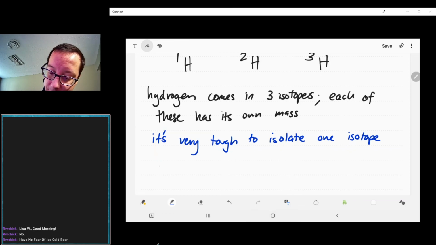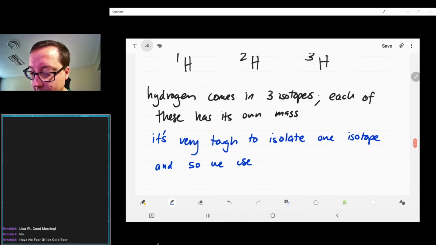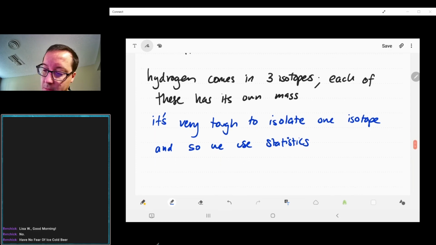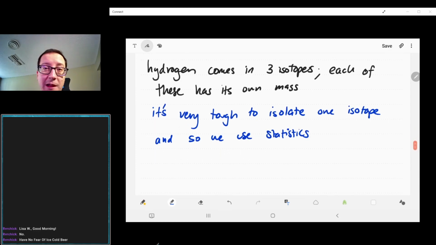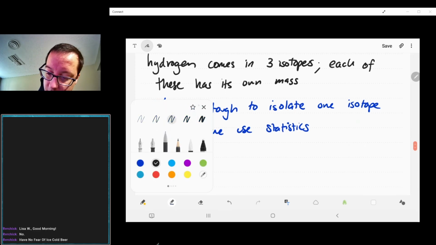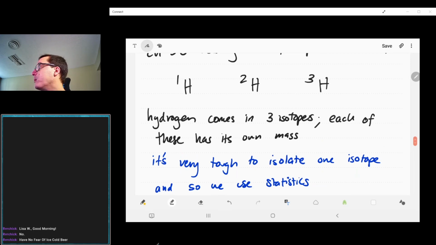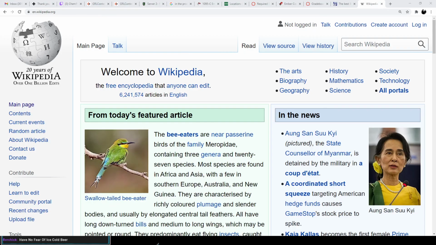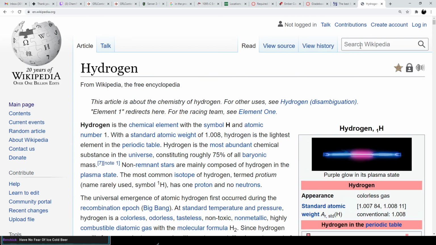And so I guess I have to write all this stuff. So we use statistics. And this is going to be very useful when we're applying these to large samples. So for example, let's bust open our good friend Wikipedia. Let's show it to you guys. Aha! Okay. I was writing Wikipedia there. Hydrogen. That's what I'm looking up.